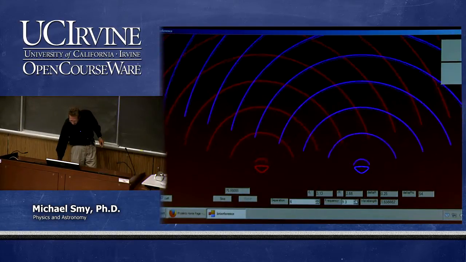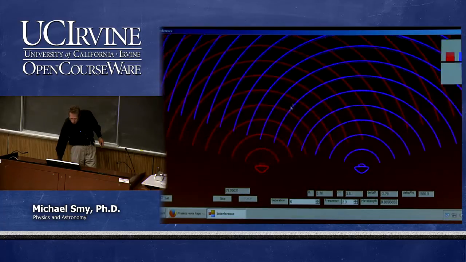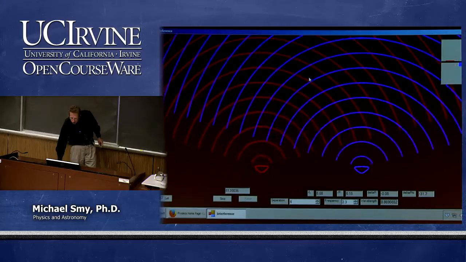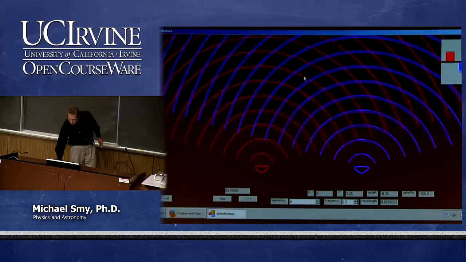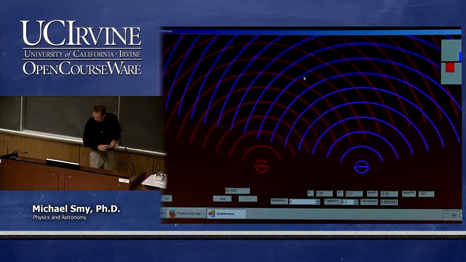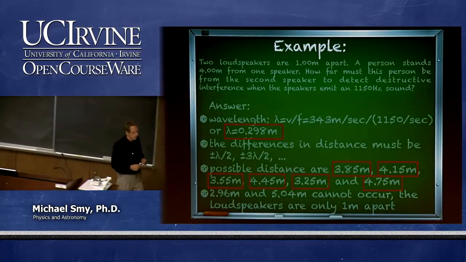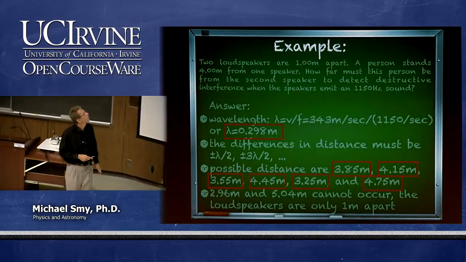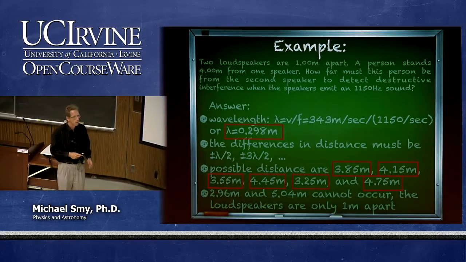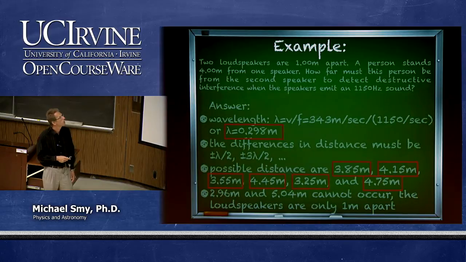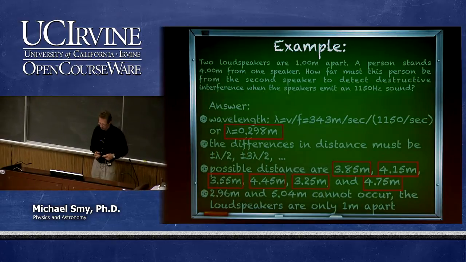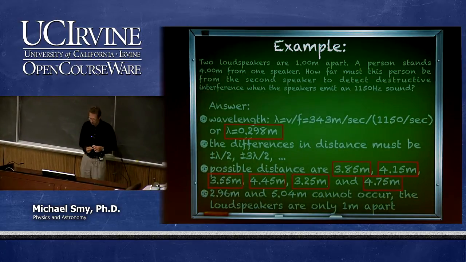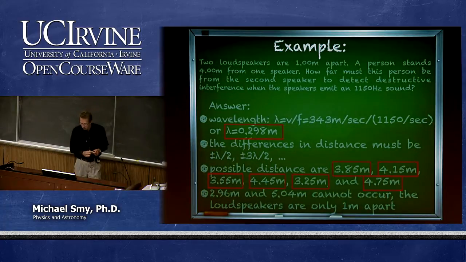Or we can change the frequency, and then we get even more zones of constructive and destructive interference next to each other. So let's calculate an example. So let's assume that the two loudspeakers are 1 meter apart, and a person stands 4 meters away from one of the speakers. The question is, how far away from the other speaker does he have to be to detect destructive interference when the loudspeakers emit an 1150 Hertz sound?